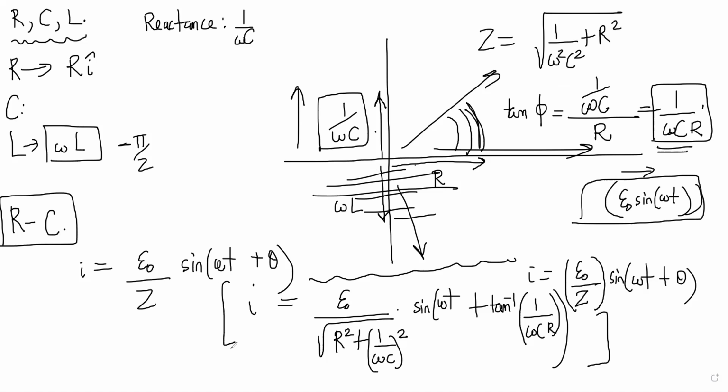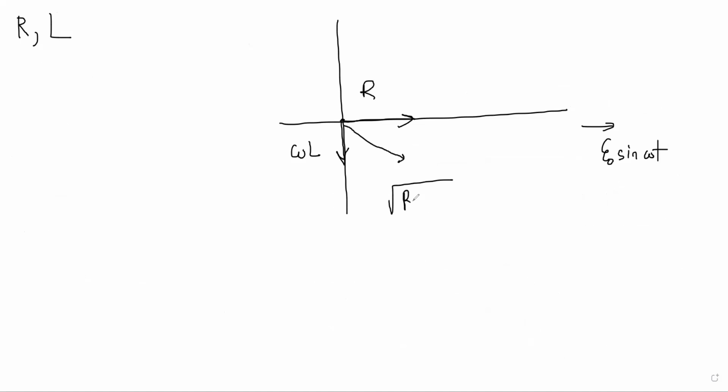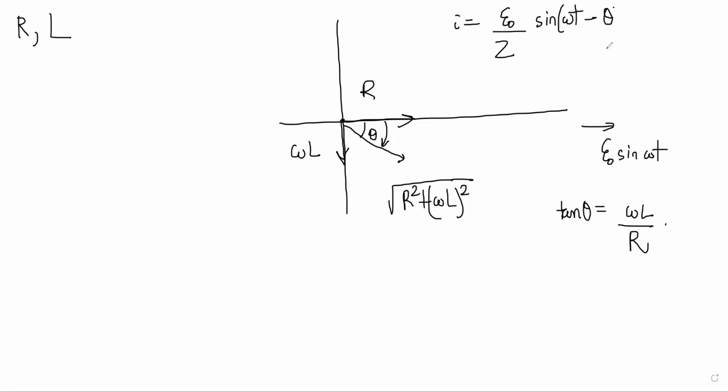So now, for example, if we had a resistance and an inductor, and let's say EMF was E naught sine omega t. So your resistance vector will be R like this. Inductor will be down like this, omega L. Your resultant would be root over R square plus omega L whole square. This angle theta, tan theta would be omega L by R. But theta is below, so your current should be E naught by Z sine omega t minus theta. If it was above, it would have been plus. If it was below, it should be minus.